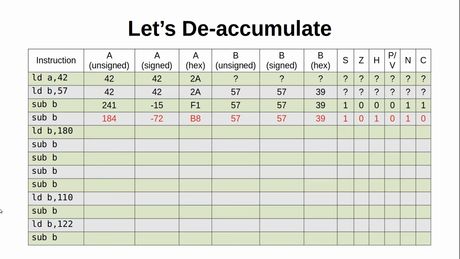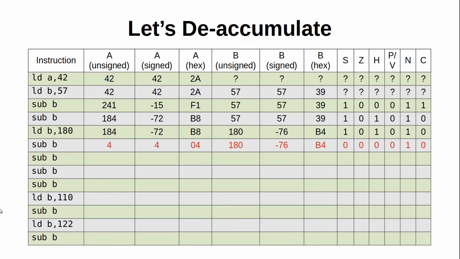Let's now make B 180, and that gives us 184 and 180 for unsigned values, or negative 72 and negative 76 for signed values. Now we can subtract them. And we get 4 because we did 184 minus 180, or negative 72 minus negative 76, which effectively would be the same as negative 72 plus 76, or 76 minus 72. And every way you look at it, the answer is 4.